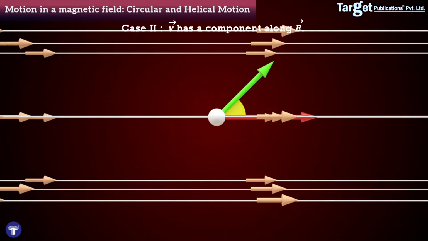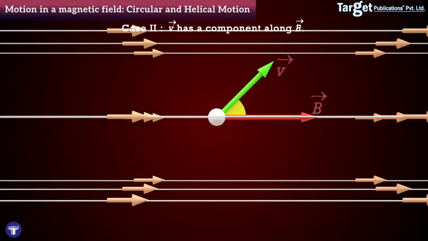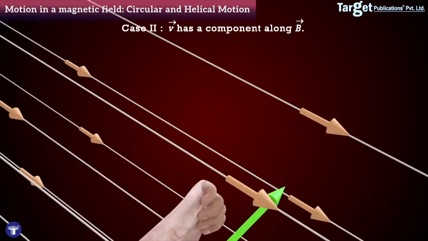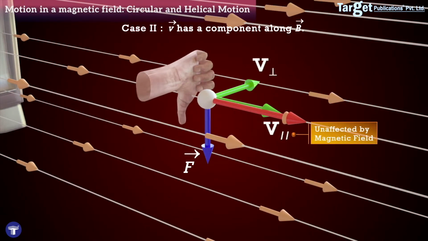However, if the velocity has a component along B, this component remains unchanged, as the motion along the magnetic field will not be affected by the magnetic field. Since the parallel component of the velocity is unaffected by the force of the magnetic field, we apply the right hand rule for the cross product only for the perpendicular component of velocity. In this case, it is clear that the resultant force acts on the particle in the downward direction at this point. This force provides the required centripetal force.